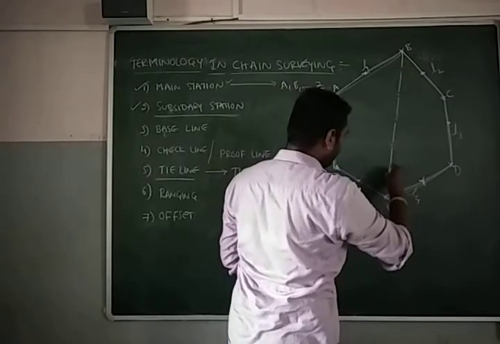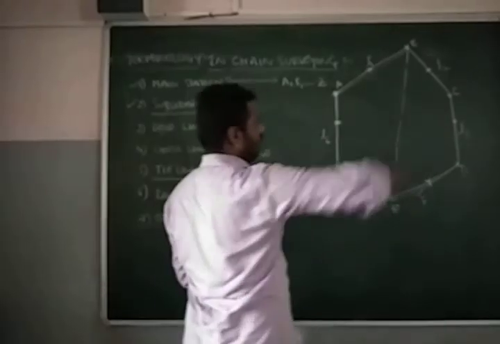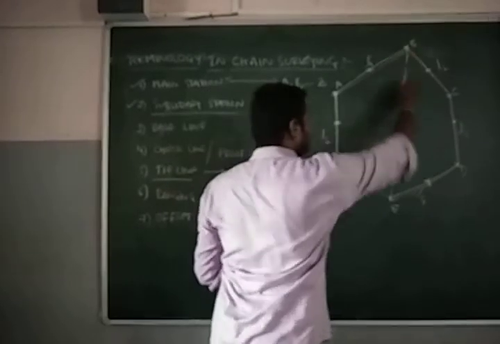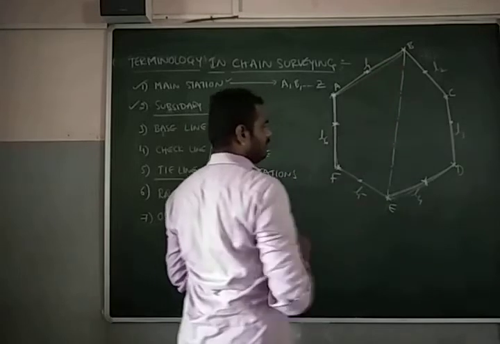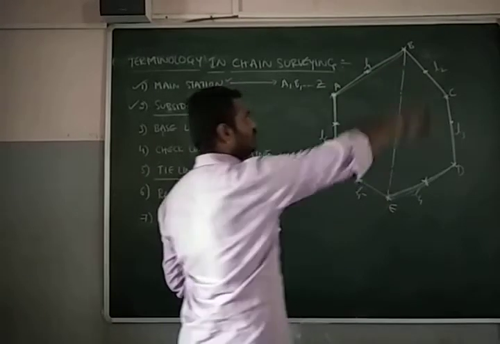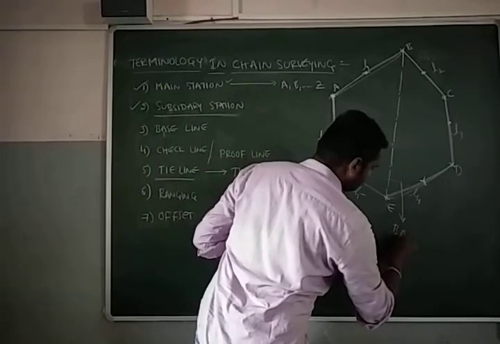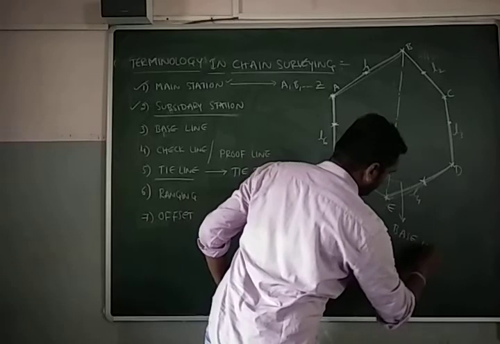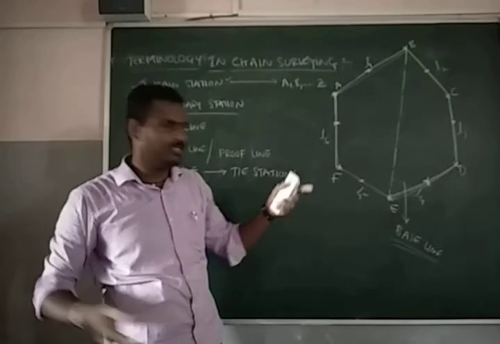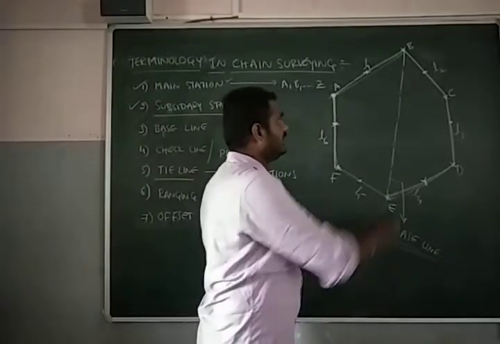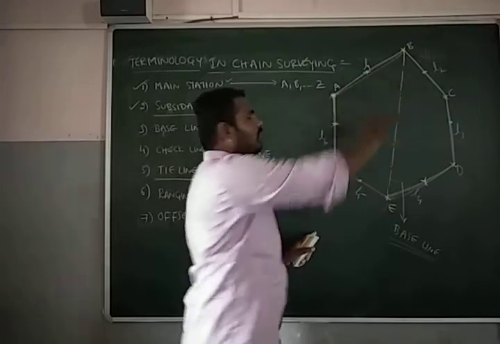Which is really a big line, which has the greater length among all the lengths. So this is the greater, long length line, and we call this long length line between any two main stations the base line. It is termed as base line, which has the maximum length, the maximum length of line connecting any two mutual stations. Only main stations.